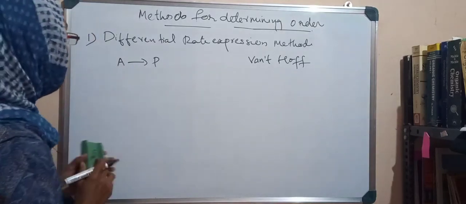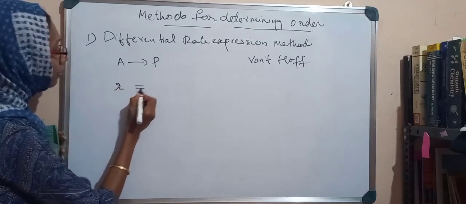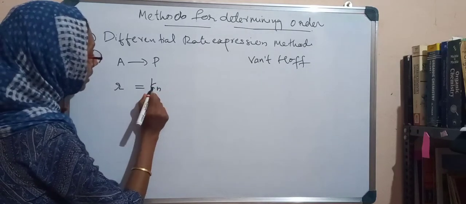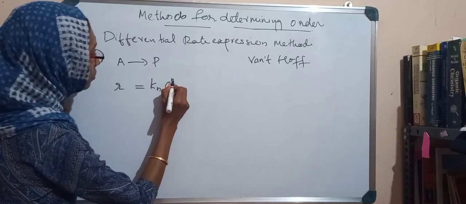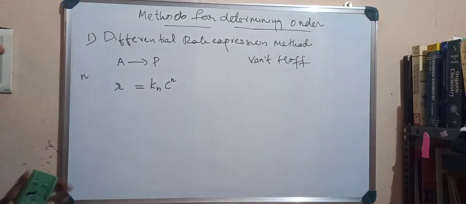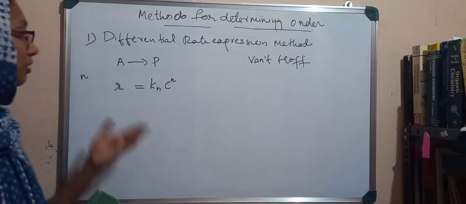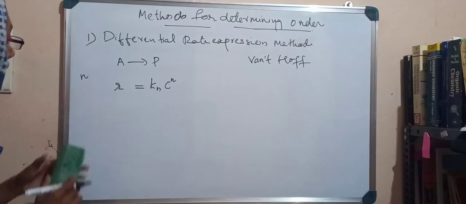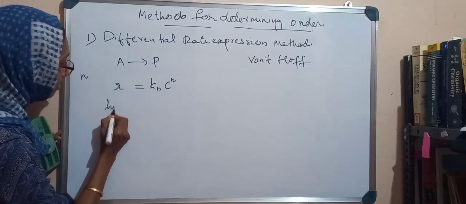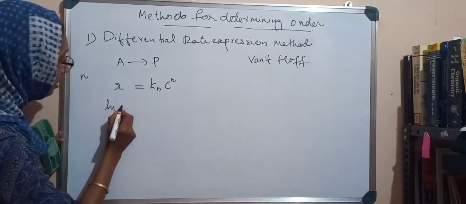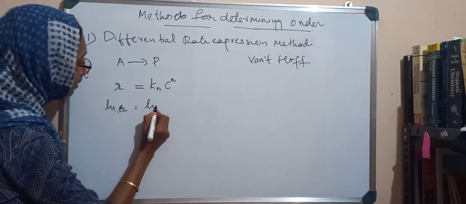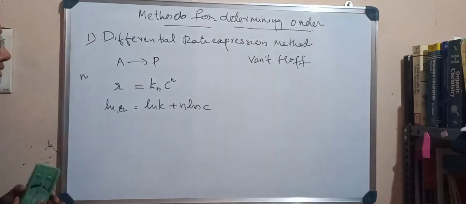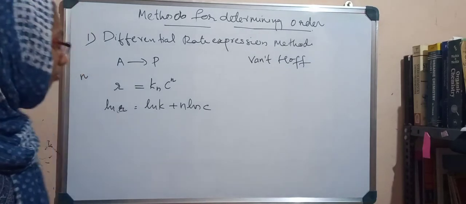For an nth order reaction, the rate equation is R is equal to Kn into C raised to N, where C means the molar concentration of the reactant. So you can take logarithm on both sides: ln R is equal to ln K plus N into ln C.